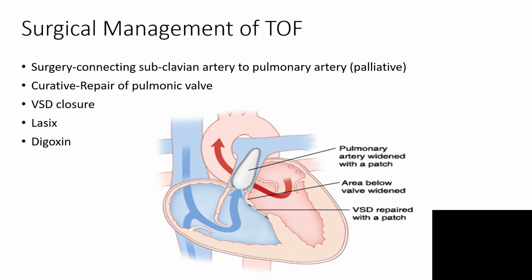Look on the screen, it's a VSD repaired with a patch, yes. They lock it, they close it. And then the overriding or displaced aorta, they can repair that to fix it in a more proper position. Otherwise, they have to get drugs like Lasix and digoxin.